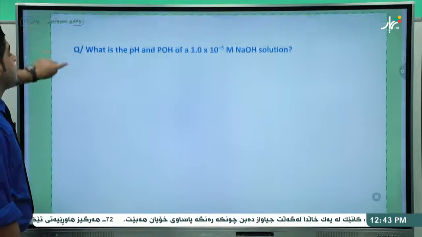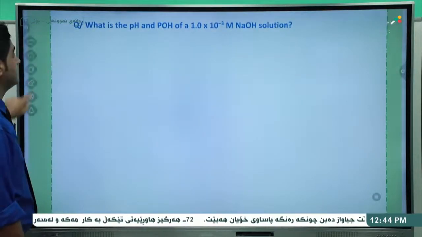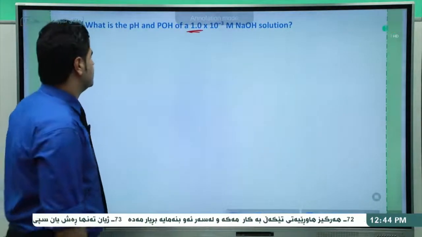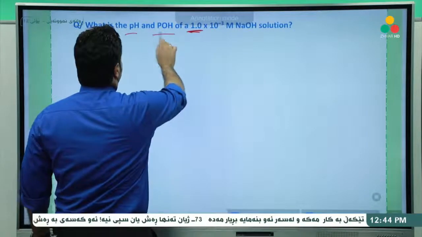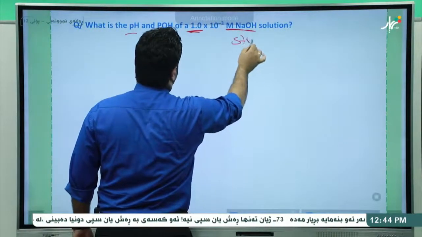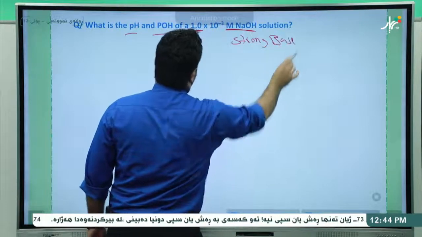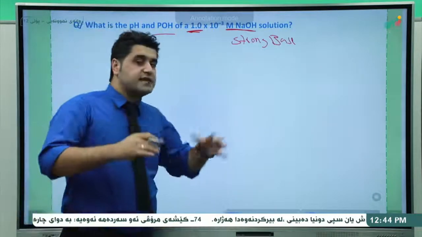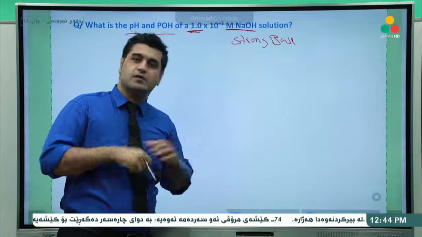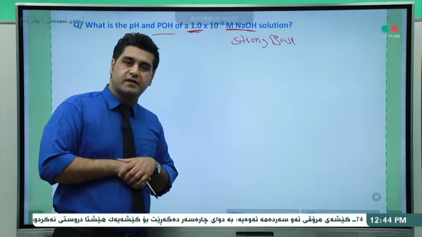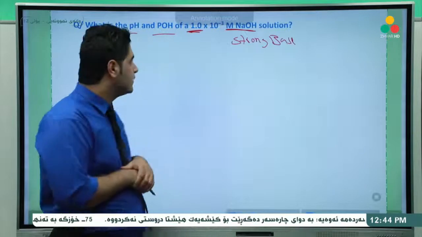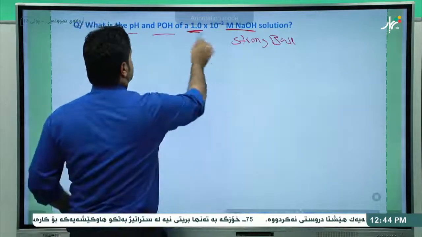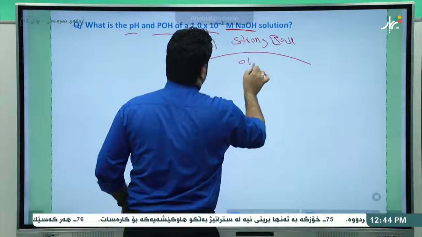Another question. What is the pH and pOH of 1 times 10 to the negative 3 of NaOH? Okay, pH and pOH. We have a strong base. So, which thing will be the first to be calculated? Oh, we get a strong base and the concentration, so we can find out OH immediately.